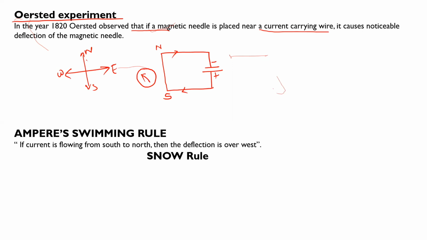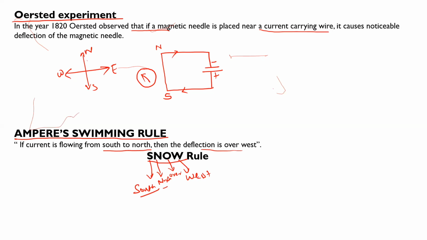So Oersted said that whenever current flows, the needle shows deflection, and in which direction this deflection occurs was given by Ampere's swimming rule. It was Ampere who gave the swimming rule, and he said that whenever current flows from south to north, the deflection is over west. This can be remembered by the word SNOW: current is flowing from S to N, and O is for over, and W is for west. So whenever current flows from south to north, the deflection is over west.